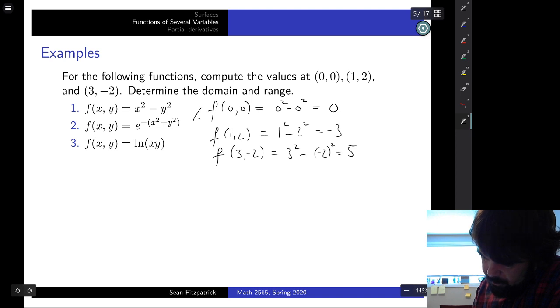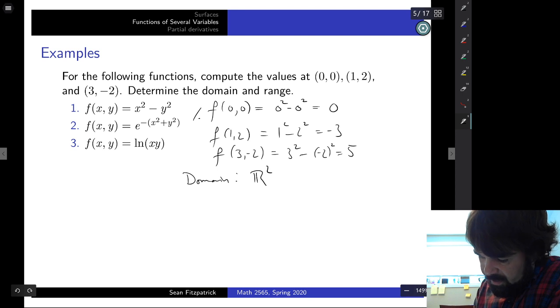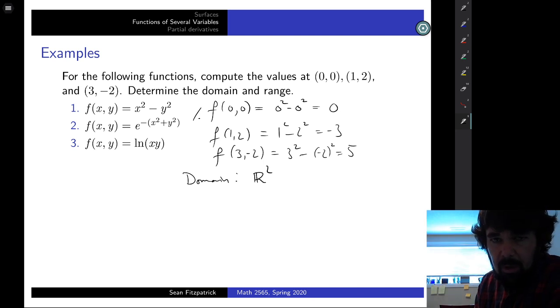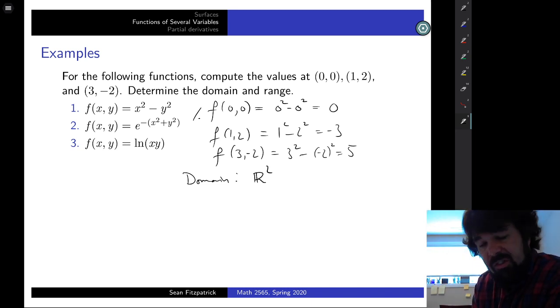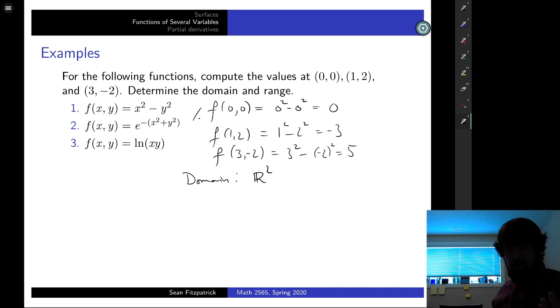Domain. What is the domain for this function? Well, the domain is all of R2. We take the same convention for functions of 2 variables that we do for functions of 1 variable, which is that the domain should just be the largest set of values that make sense, right? And this first function is essentially polynomial, right? You're squaring two numbers and subtracting them. That's going to work for any choice of numbers that you want, right? Okay. So we can do things like that.